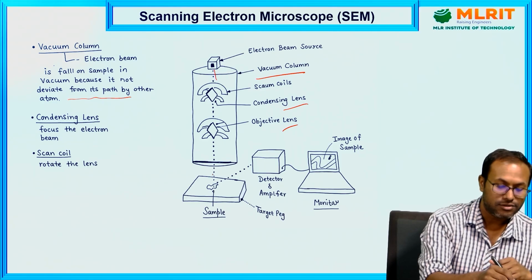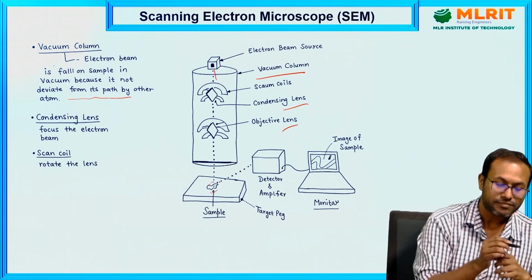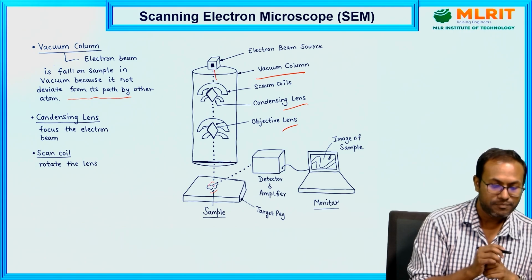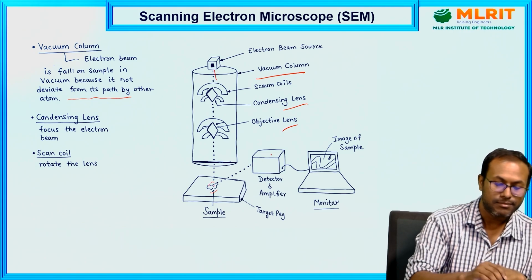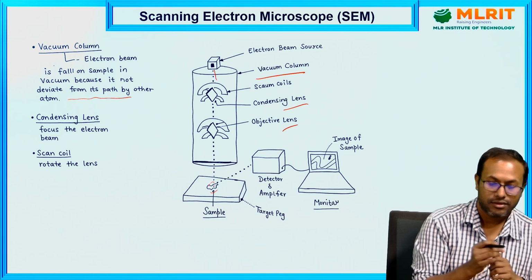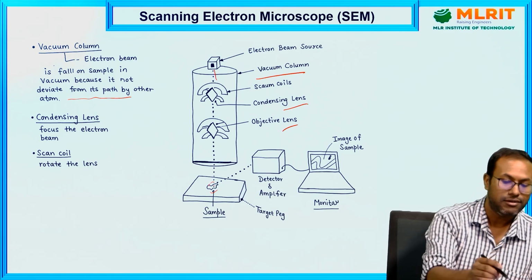After this, the electron beams come and fall on the sample, okay. Now what will happen? After this, they come out and are detected by the detectors. From there we can get the image of the sample. Now the scan coil. What is the scan coil?